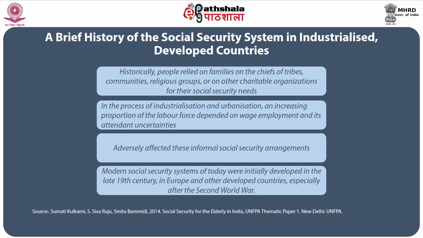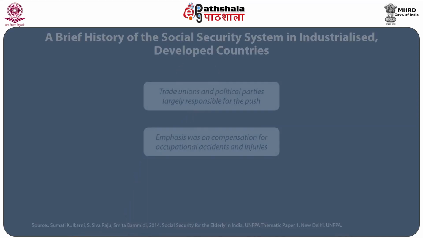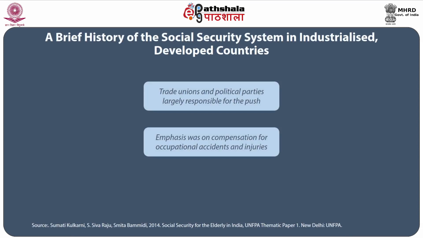Modern social security systems that characterize today were gradually developed in the late 19th century in Europe and other developed countries, especially after the Second World War. Deprived of the traditional informal arrangements which provided them social security, occupational groups were formed for mutual help. For instance, friendly societies in the United Kingdom, followed by the establishment of trade unions, are some of the historical milestones when we talk about social security schemes.